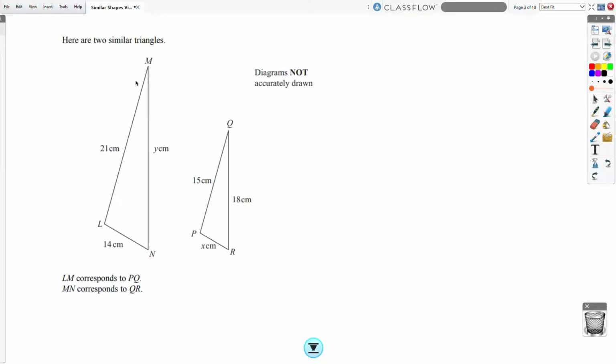So let's take a look at this first example. We're given two triangles. We're told they're similar, so we can assume they're going to be proportional. We've got two missing lengths, y and x. The first thing we want to do is work out the scale factor. I know one length in both triangles, which is this length here. I know that QP is going to be proportional to ML, so the scale factor is going to be 21 divided by 15, which simplifies to 7/5. If you're going from the smaller triangle to the bigger triangle, you times by this, and if you're going from bigger to smaller, you divide by this.